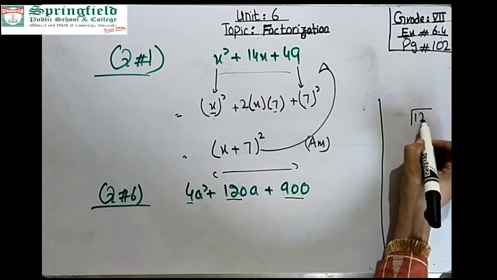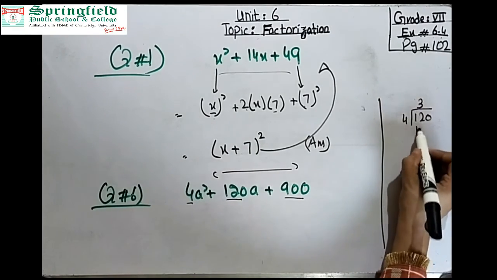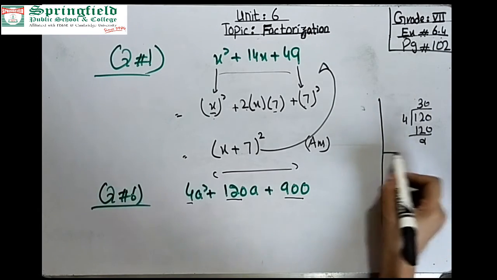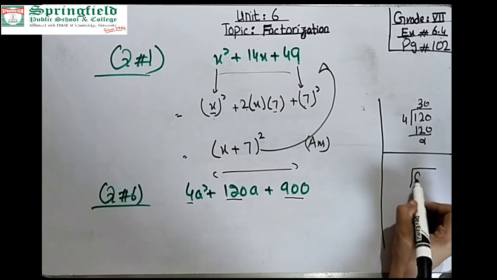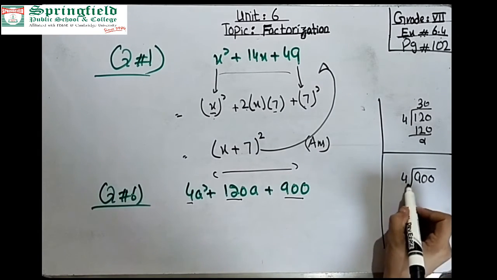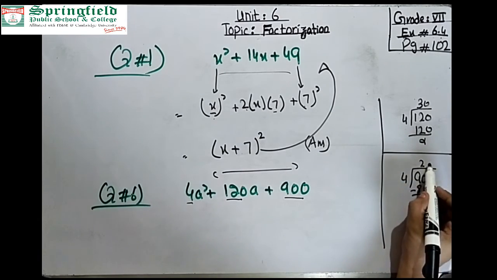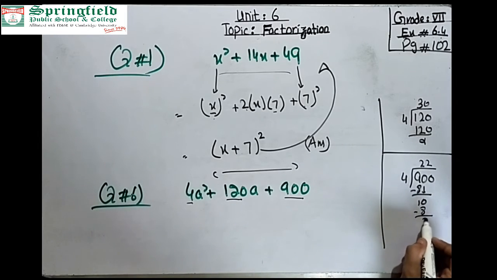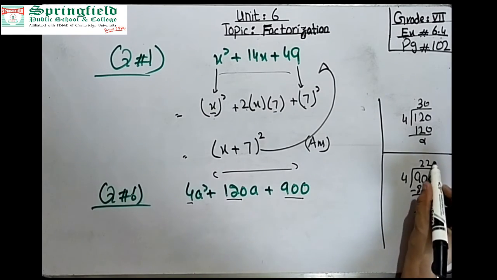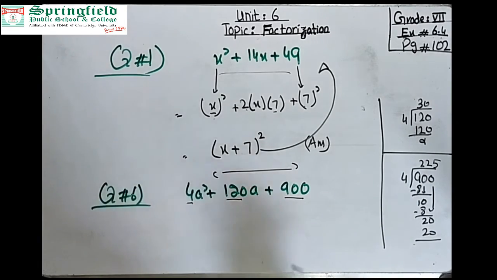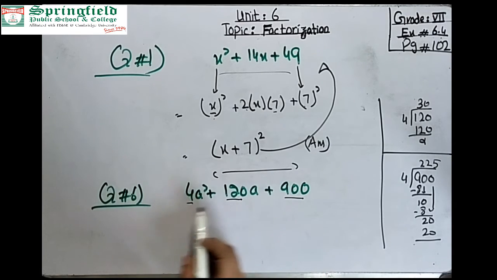120 can be divided by the table of 4. 4 3s are 12 and 0. It means 30 multiplied by 4 is equal to 120. Now we will check whether 900 can be divided by the table of 4. 4 2s are 8, 1, 0, 5. 4 2s are 8 again, 2. 4 5s are 20. It means 225 multiplied with 4 is equal to 900. Okay, it means 120 and 900 both come in the table of 4.